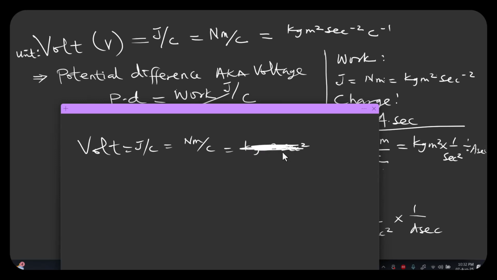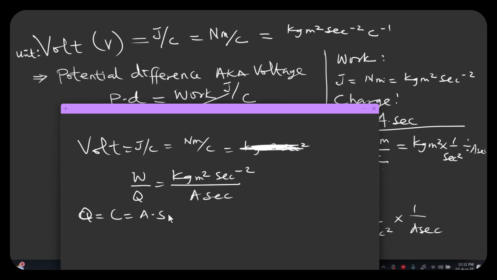That last one, I think I need to explain it again so that some of you will not be confused later on when you're watching the video. That last one is gotten from work over charge, and work is kilogram meter squared per second squared, all over our charge, which is in coulombs. Coulomb is the same thing as ampere seconds. Our charge Q has a unit of coulombs, which is ampere seconds.